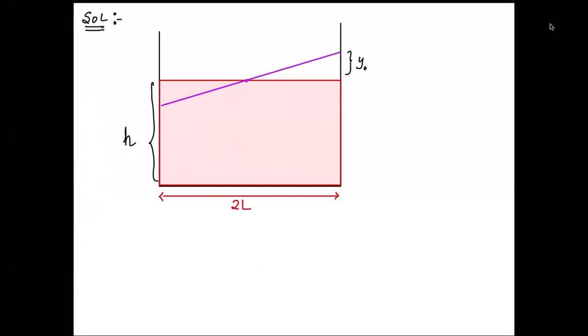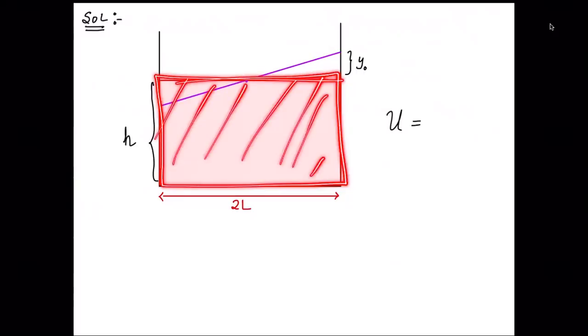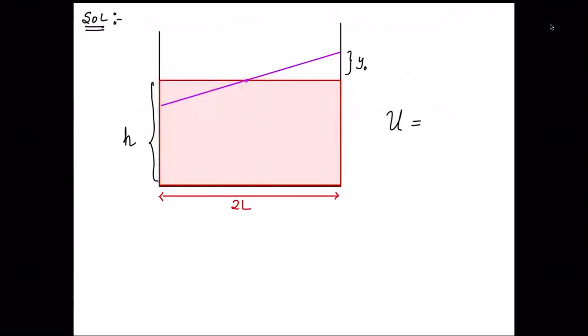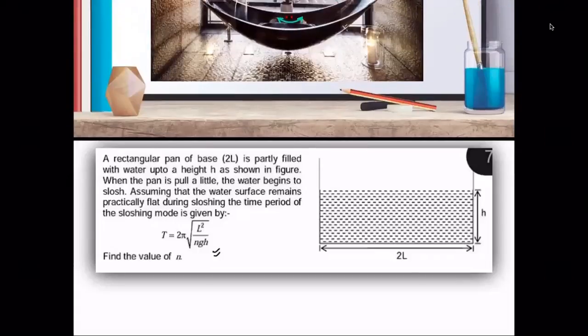Now for finding the change in potential energy, let us say when the water is in this particular scenario the potential energy is 0. I'm taking that as a reference and I have to find the potential energy in this scenario. I will assume that the length is already given, 2L. The height of the water column is the actual height, that is h. My y naught is obviously very small compared to h.